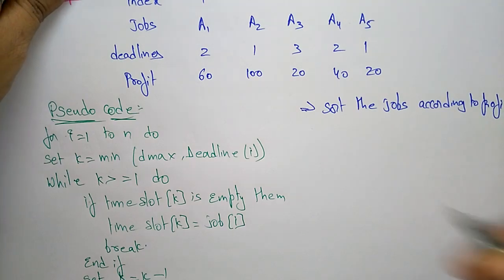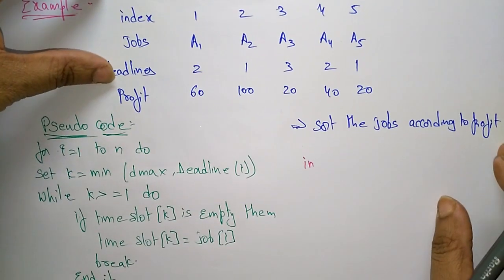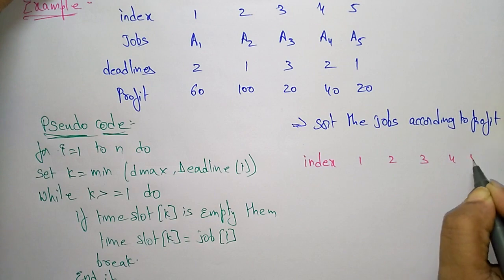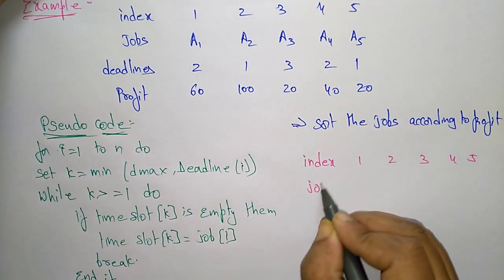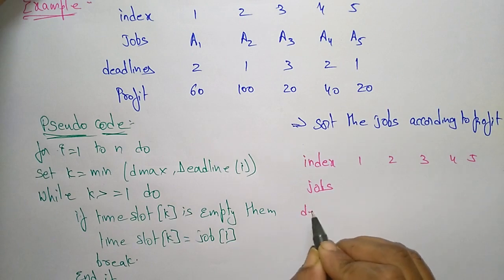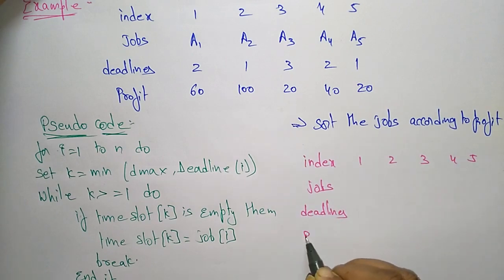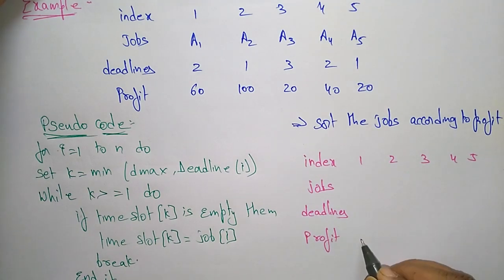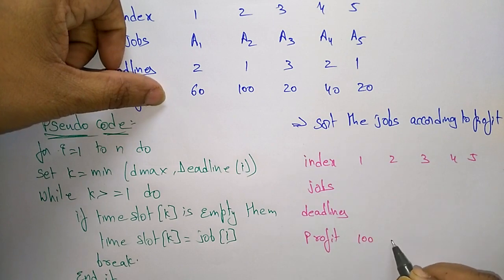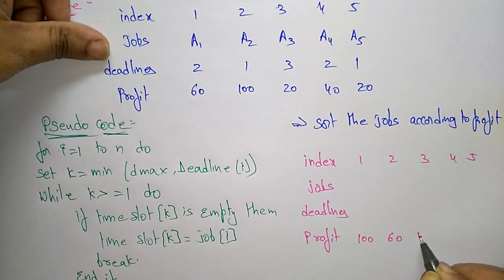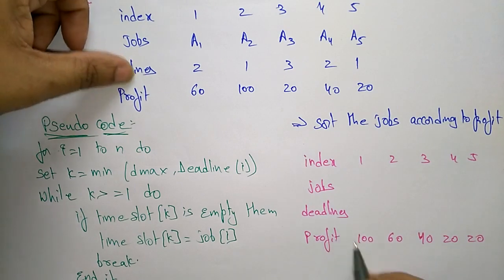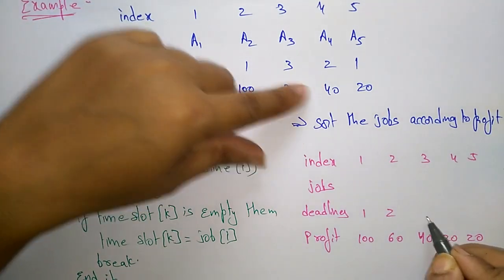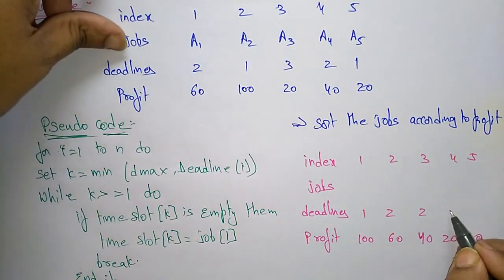Okay, now I am just sorting the jobs. Whatever the table here, I am just sorting in descending order according to the profit. Index 1, 2, 3, 4, 5. Now coming to the jobs, deadlines and profit. First I am writing the profit. The maximum profit here is 100, next 60, next 40, 20, 20. And the relating deadlines for this are 1, 2, and for 40, 2, and for 20, 3, 1.